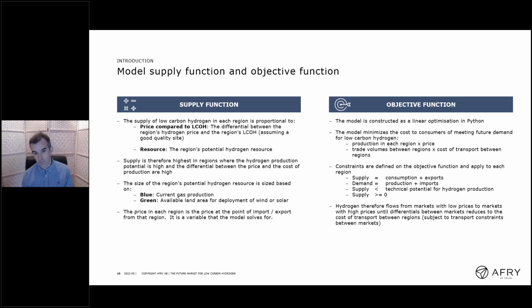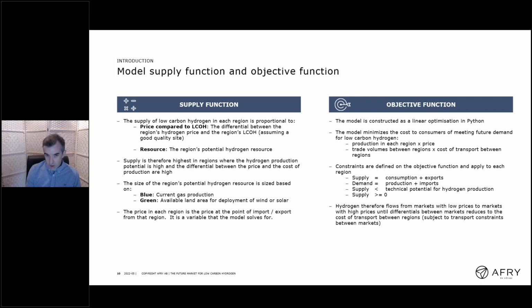The resource, we have split into blue and green. We've sized the blue hydrogen potential resource based on current gas production. So we have looked at who are the major gas producers globally and formed an assumption on the size of the resource based on their current gas production. For green, we have sized the resource based on available land area, and that is a data set we've taken from the FAO, and we've used that available land area for each country to understand how much additional wind and solar could be deployed to support electrolysis.